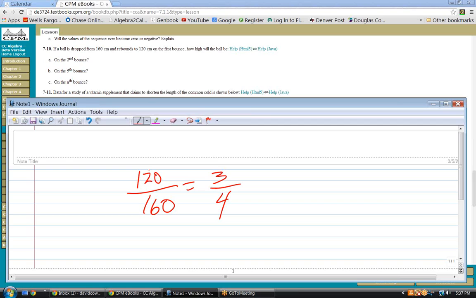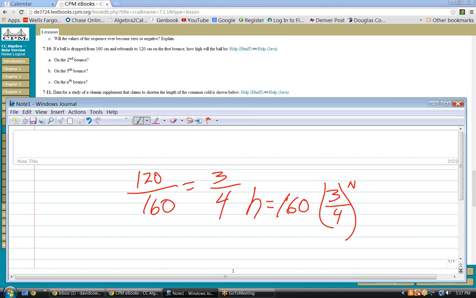And you can model its height at any point in time by taking that ratio to the nth power, where n is the bounce. In other words, on the second bounce, well, hold on just a second, I left something out there, times the initial height. So the height at any point in time is going to be that.